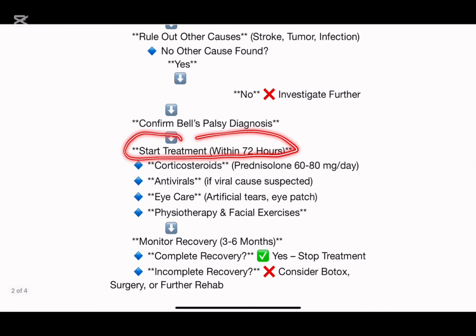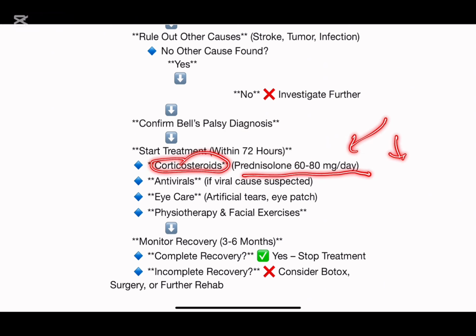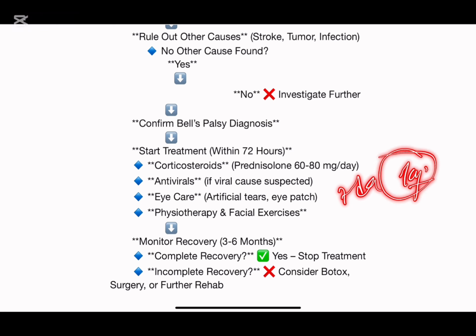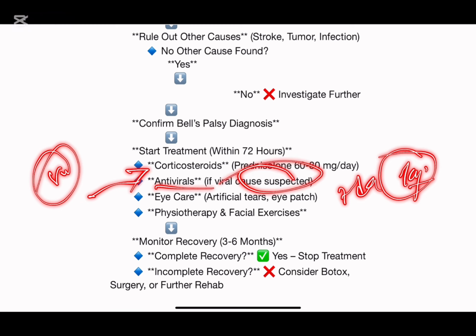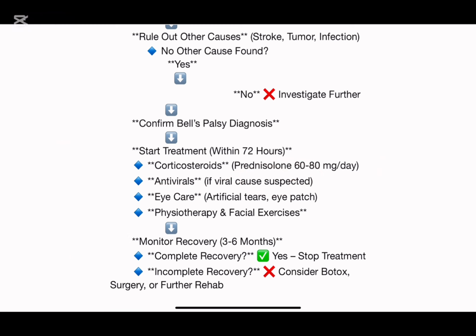We should treat the patients by giving corticosteroids, which help in reducing the inflammation. The usual dose is 60 to 80 mg per day. We should give it for 7 days, then taper. If we suspect viral infection, then we can give an antiviral like acyclovir 400 mg 5 times a day for 5 days. It should be started within 72 hours of the onset of symptoms.